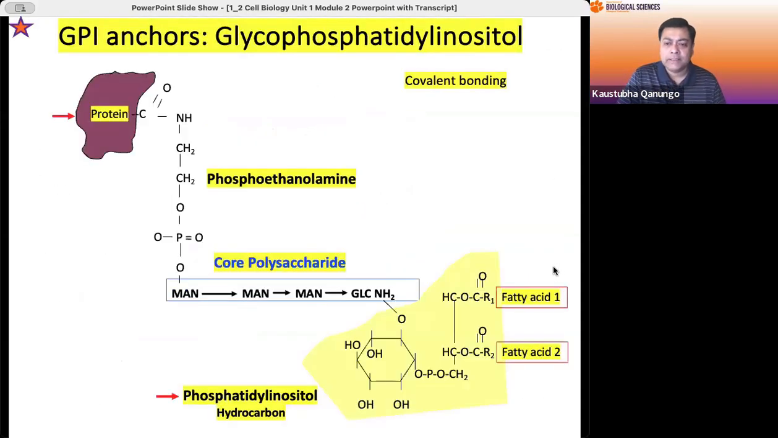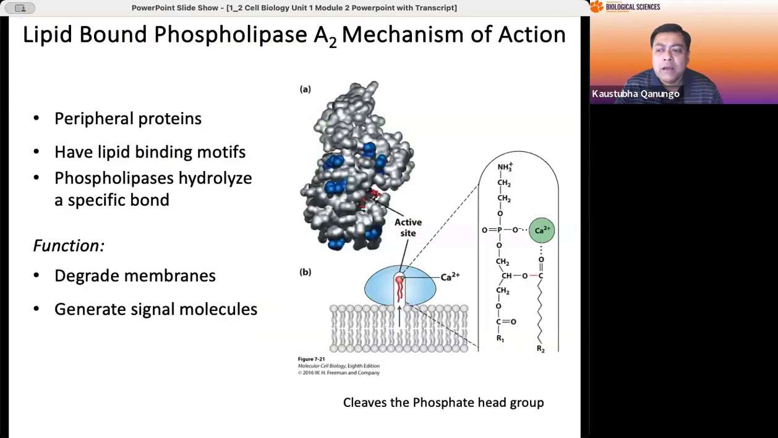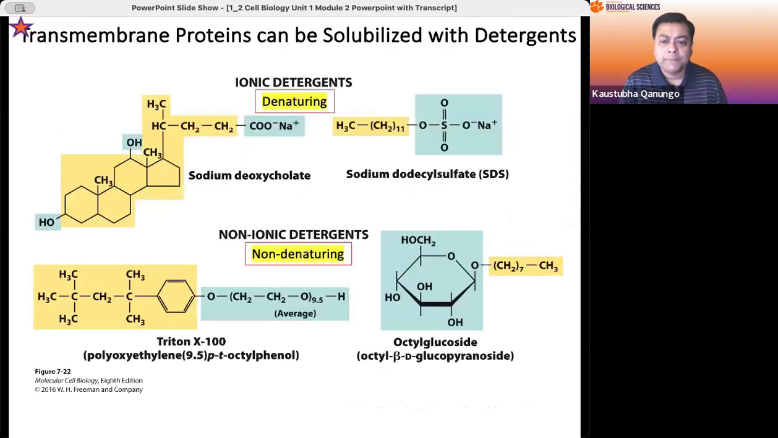So after that, let's see what it is. So these are peripheral proteins. Remember that the peripheral proteins can interact directly with the membrane or with another integral membrane protein that we are seeing. Protein-lipid binding, protein-protein interaction, both can happen. Phospholipase A2 is just a descriptive part. It degrades the membranes. These also generate signaling molecules. We have seen that. It can cleave like a phospholipase C. There is another protein which cleaves the phosphatidylinositol. So this is just descriptive. Don't worry about it. After that, we are coming into the detergents.